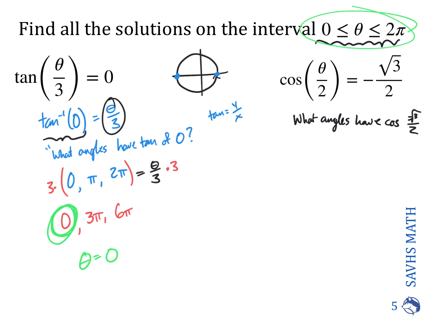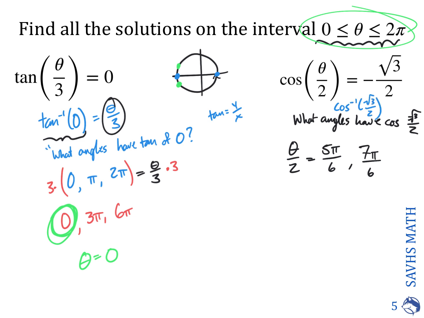Well, I'm thinking, okay, that's got to be here and here on the unit circle. So we're going to write theta over 2 equals, well, this one would be 5 pi over 6 or 7 pi over 6. So these are the ones that have that cosine. So we could write cosine inverse of square root 3 over 2.